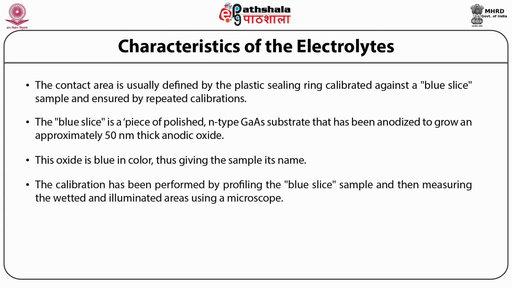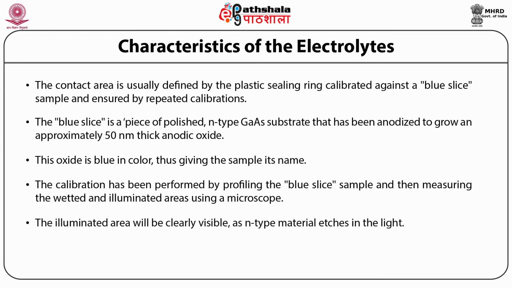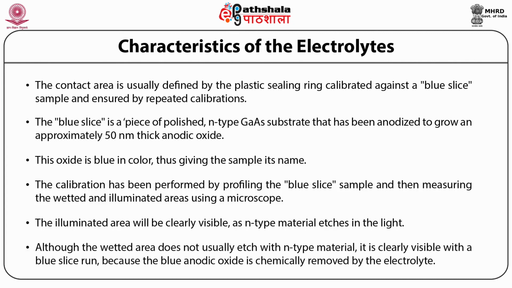The calibration is performed by profiling the blue slice sample and then measuring the wetted and illuminated areas in a microscope. Illuminated areas are clearly visible as N-type material etches in light, although wetted areas do not usually etch with N-type material. It is clearly visible with a blue slice run. Thus, the blue anodic oxide is chemically removed by the electrolyte.